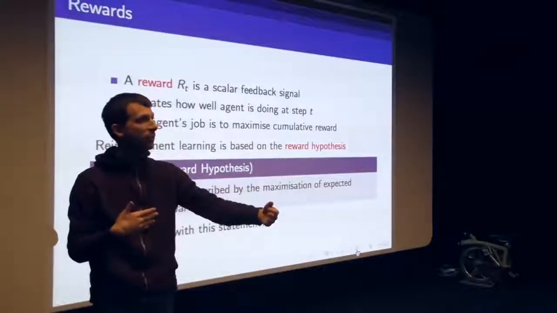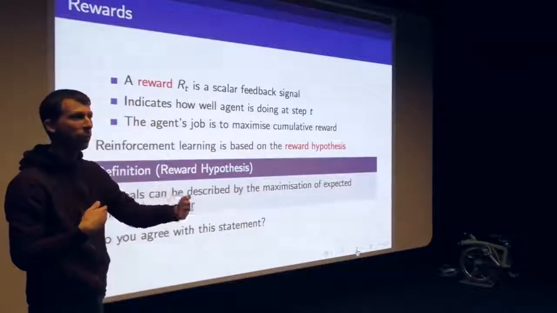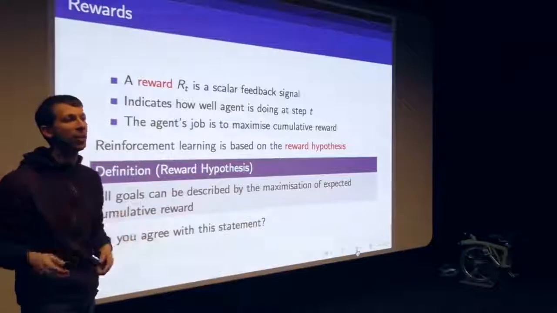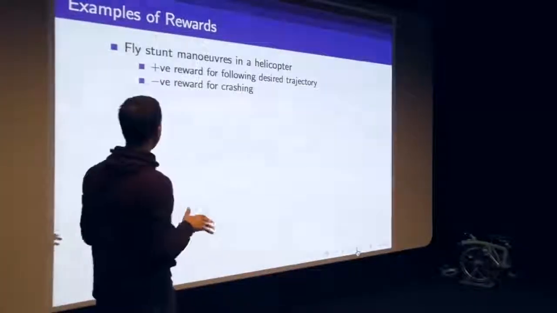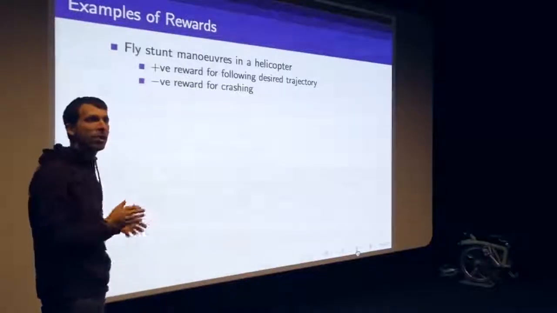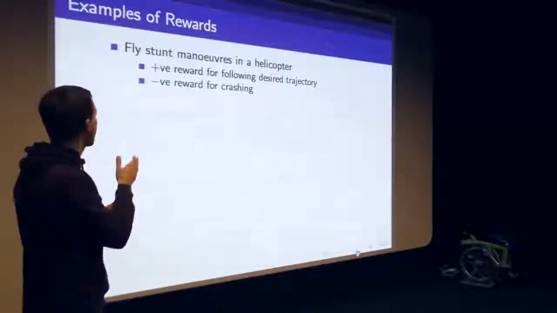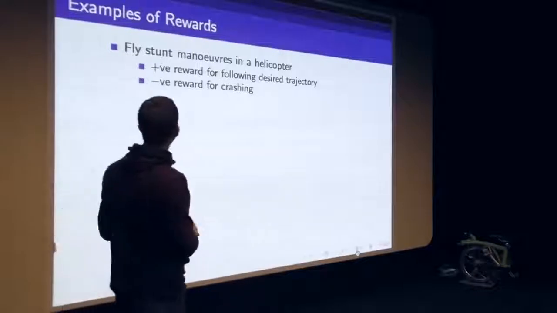And now it's a well-defined objective to maximize your cumulative reward, which basically minimizes the time that it takes to reach the goal. So let's make this concrete again by talking about some different rewards. Let's look at the examples we used. We started by talking about the stunt maneuvers in a helicopter.